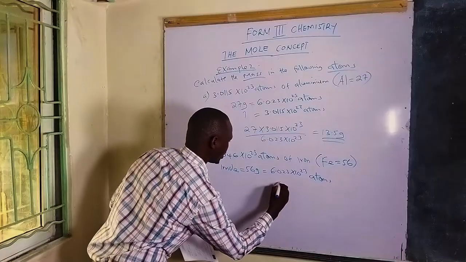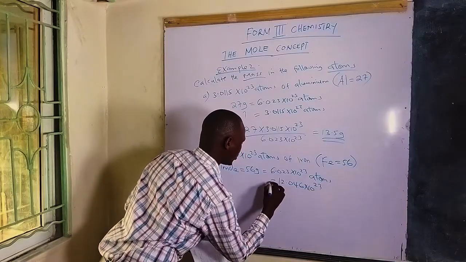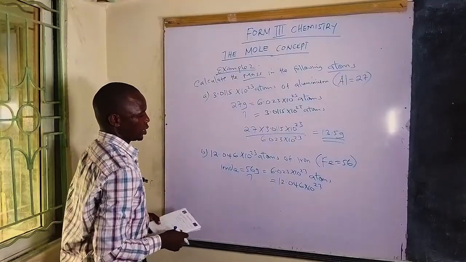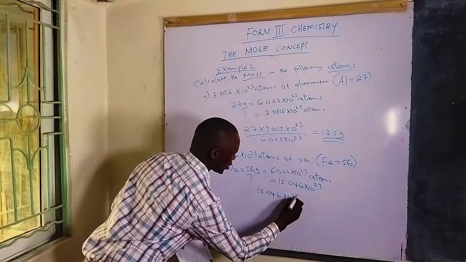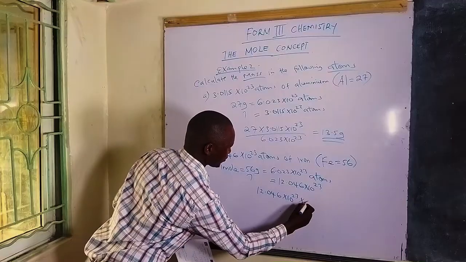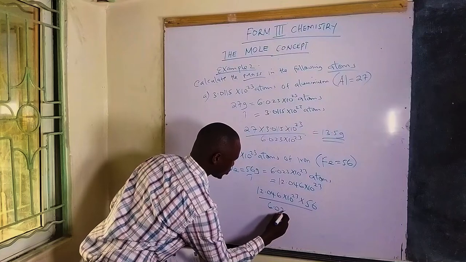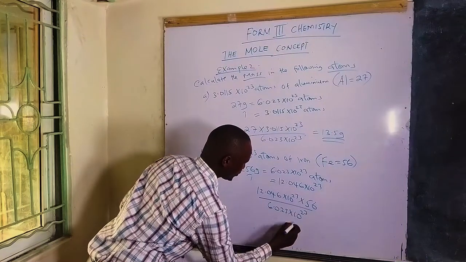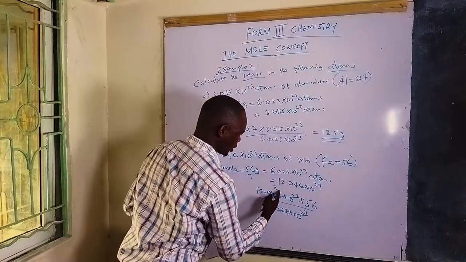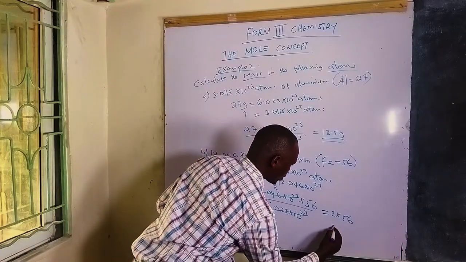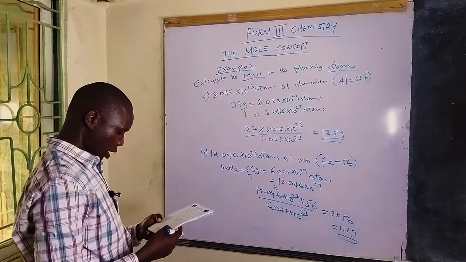The particles will be on this side, so we will have 12.046 times 10 power 23. What mass would they have? If we cross multiply, we have 12.046 times 10 power 23 multiplied by 56, everything divided by 6.023 times 10 power 23. Then this goes into 12.046 two times. Then you take 2 times 56, that is 112 grams, and that is the answer.